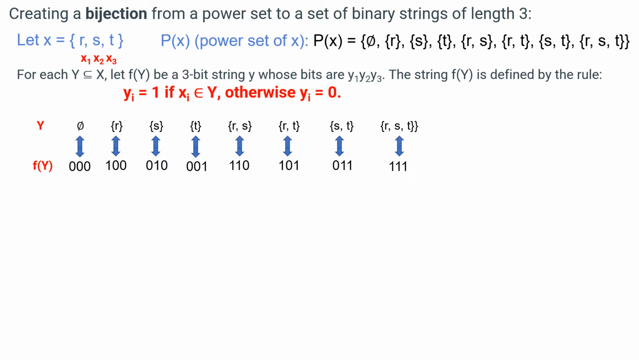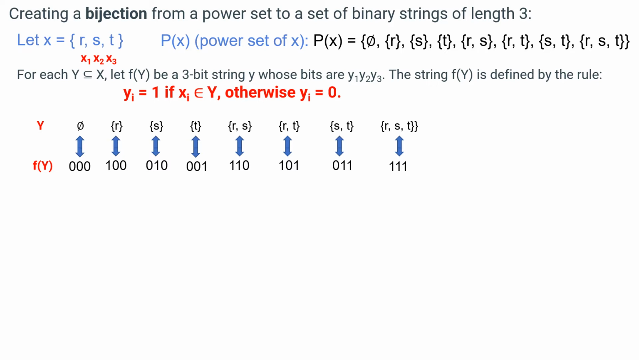Now we can go back the other way, right? Because if I started with f of Y and just started with these 3-bit strings, would that give me the correct subset?